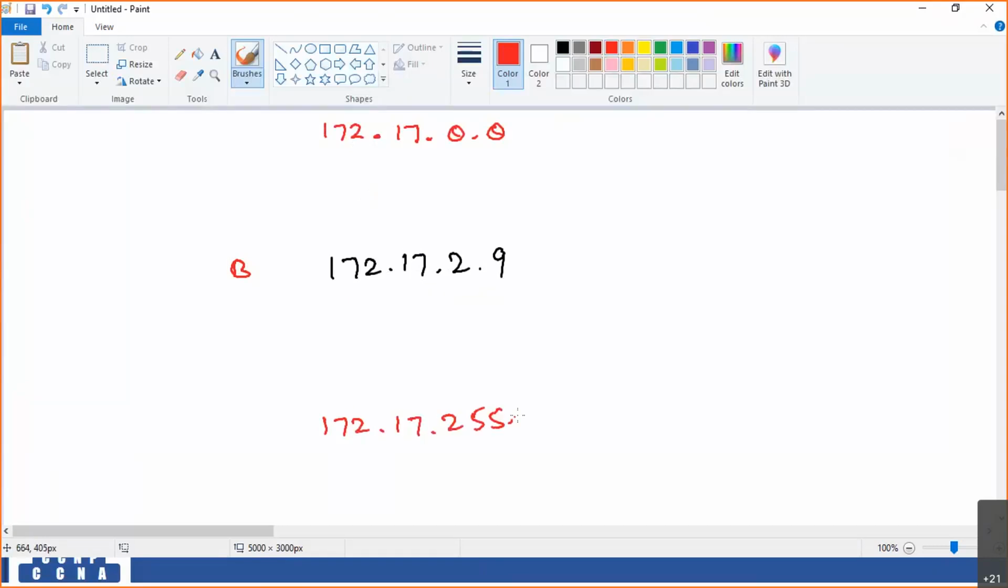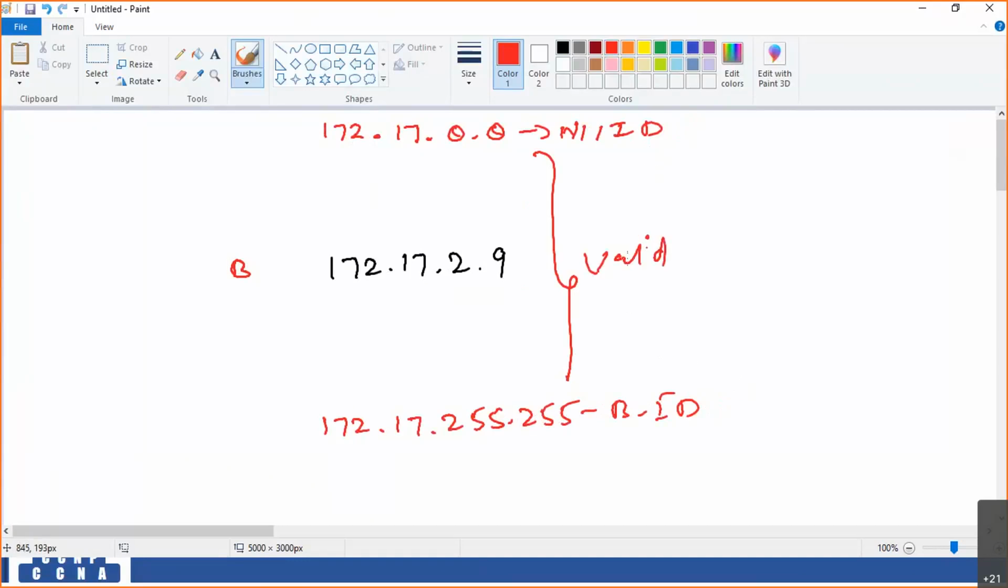172.117.255.255. So this is a network ID and it's a broadcast ID. So can we use network ID? No. Can we use broadcast ID? No. In between, all IP addresses, what do we call them? Valid IP addresses.